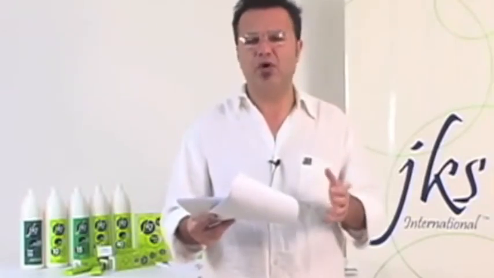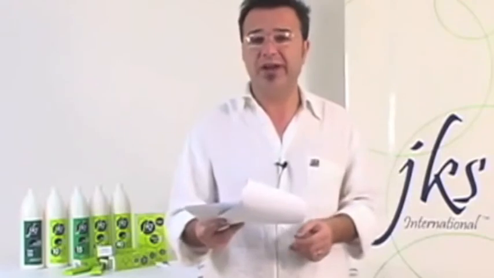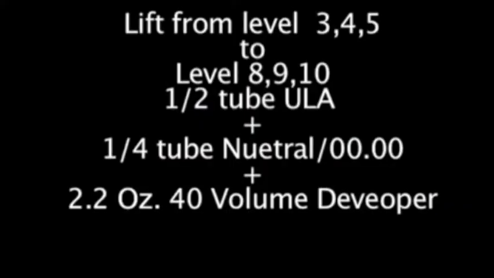Level 3, 4, or 5. You're trying to lift them up to a level 8, 9, or 10. If you're working with anywhere between 4, 5 levels up, then you would need to use 1 ounce, which is half a tube of color, more likely an Ultra Lift, and then you would use a 1/4 tube of neutral. You will use 2.2 ounce of 40 volume developer.